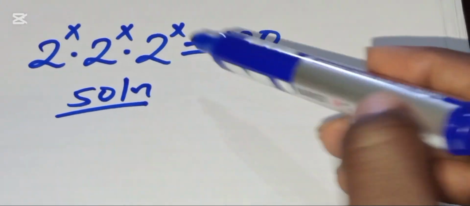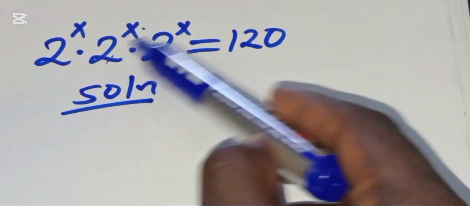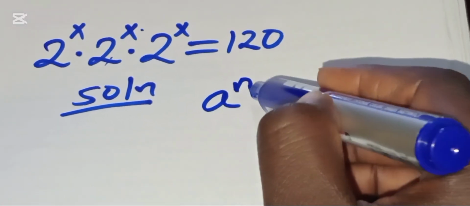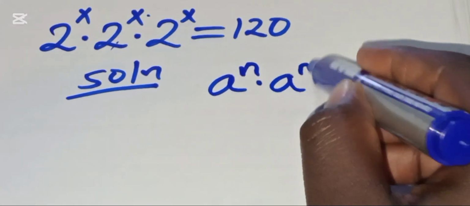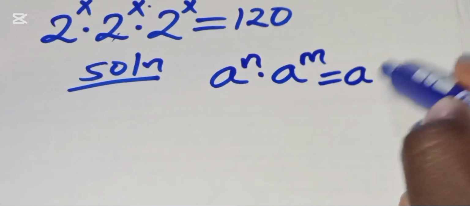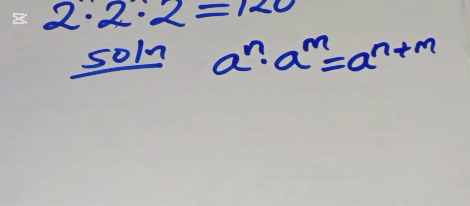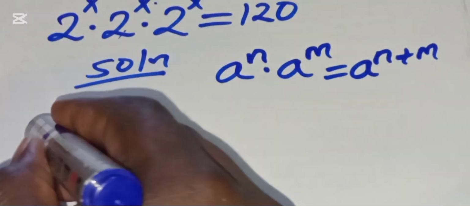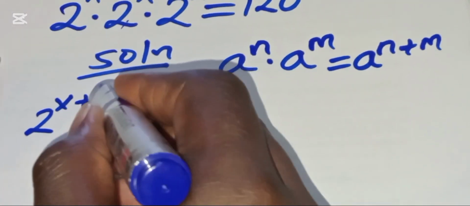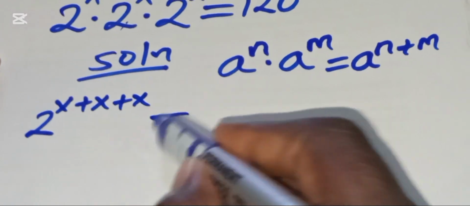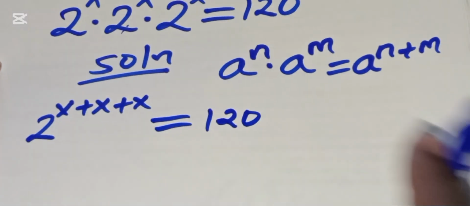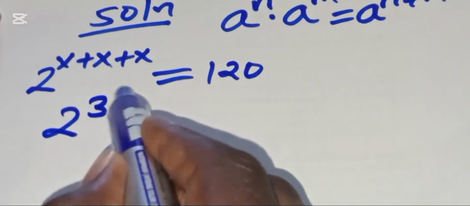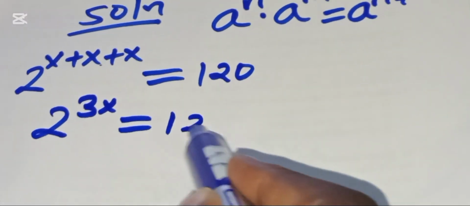You find that 2 raised to power x multiplied by 2 raised to power x is actually in the form of a raised to power n multiplied by a raised to power m, which you can express as a raised to power n plus m. Applying this indices property, we're going to have 2 raised to power x plus x plus x, this is 3x, equal to 120.